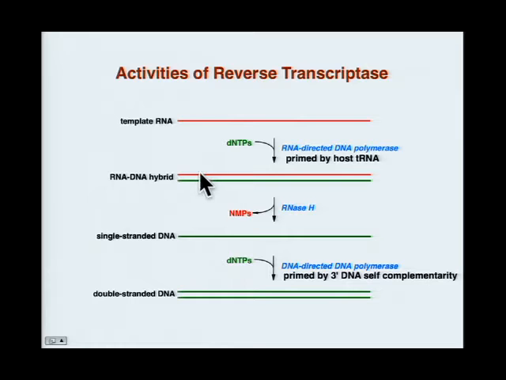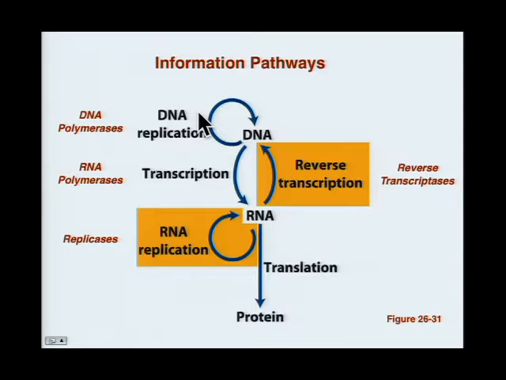But there's a lot of hopping, so the tRNA binds at one site, extends, and then hops to the other side and does all kinds of fancy stuff that we're not going to have to remember. Okay? So cellular tRNAs initiate, and self-complementarity primes second-strand synthesis. Those are the things that are important to remember. Okay, any questions? So we haven't covered replicases at all, but we have now just covered reverse transcriptases.